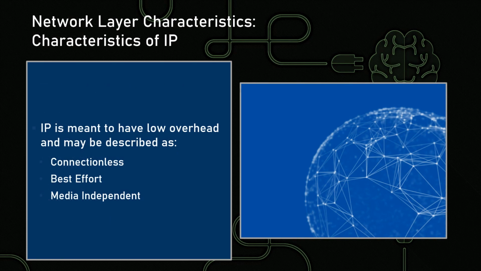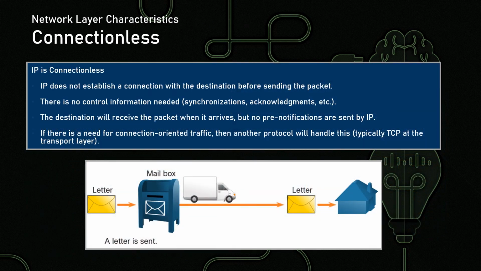IP is meant to have low overhead and may be described as connectionless, best effort, and media independent. It is not locked to a particular form of media transmission. IP is connectionless, which means that there will be no connection established before sending the packet to the destination. There's no control information such as synchronization, acknowledgements, or the other handshakes that we expect with TCP. The destination receives the packet when it arrives, but there are no pre-notifications. And if there is a need for connection-oriented traffic, then we handle this at Layer 4 with TCP.